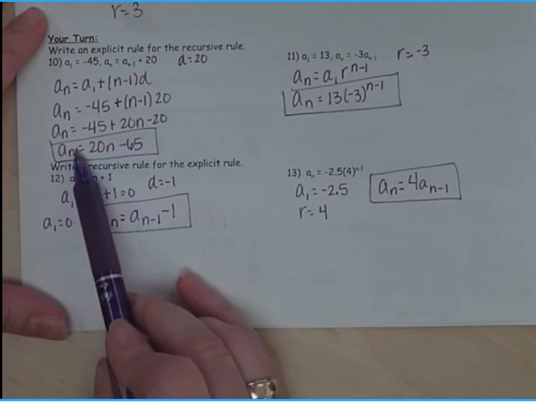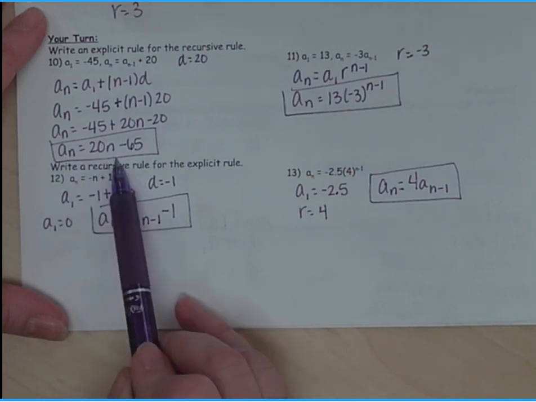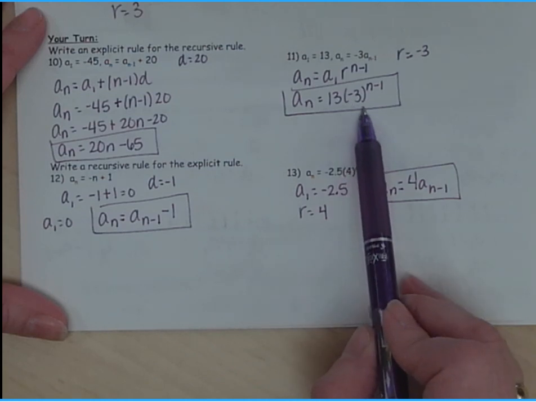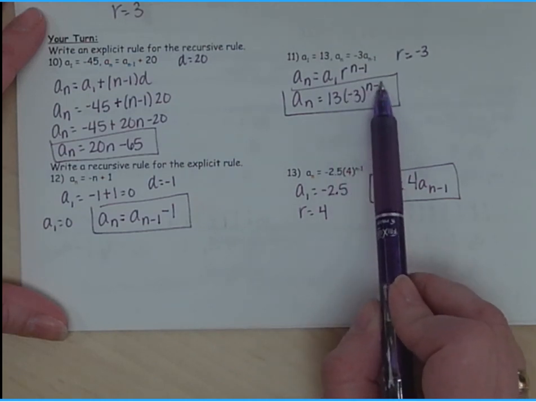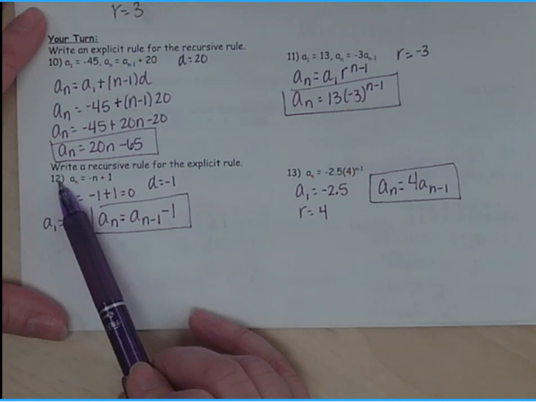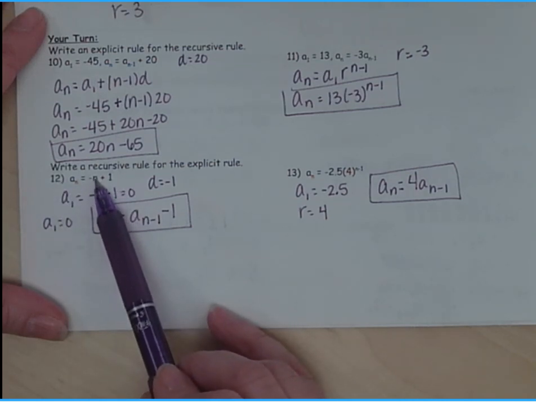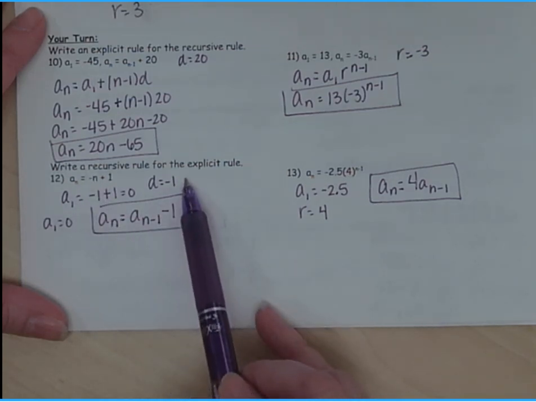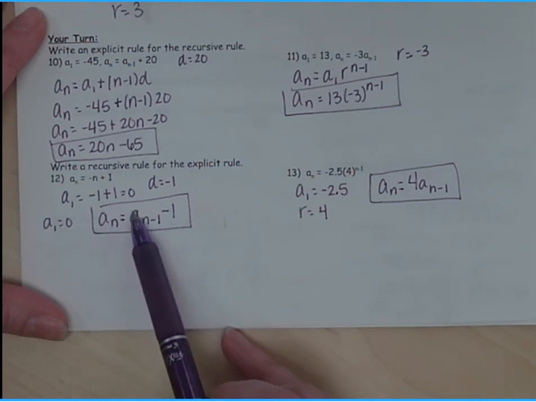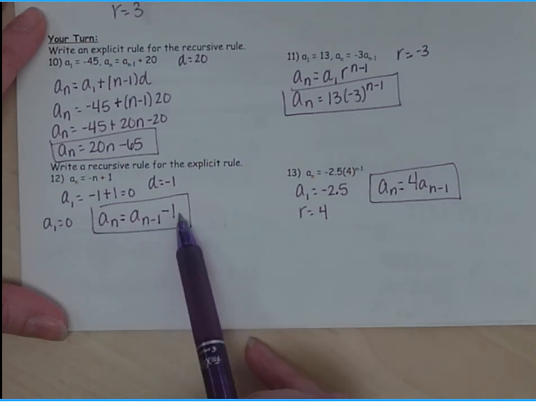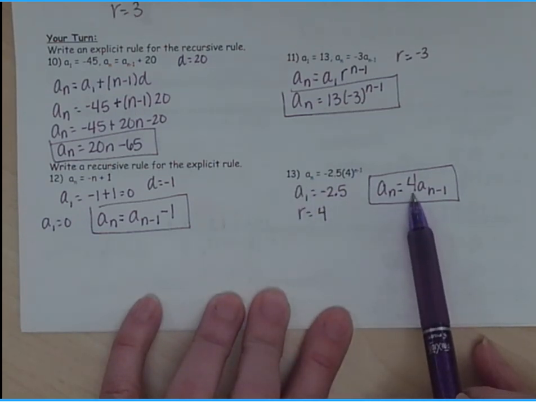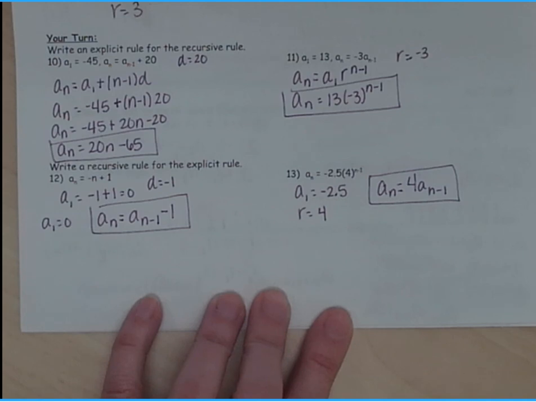All right, let's check these out. So for 10, you've got a of n equals 20n minus 65. For 11, a of n is 13 times negative 3 to the n minus 1. Now here, my coefficient is negative 1. So be careful there. So my d is negative 1. So I have a of n equals a of n minus 1 minus 1. And then a of n equals 4 times a of n minus 1, with a of 1 equal to 13.